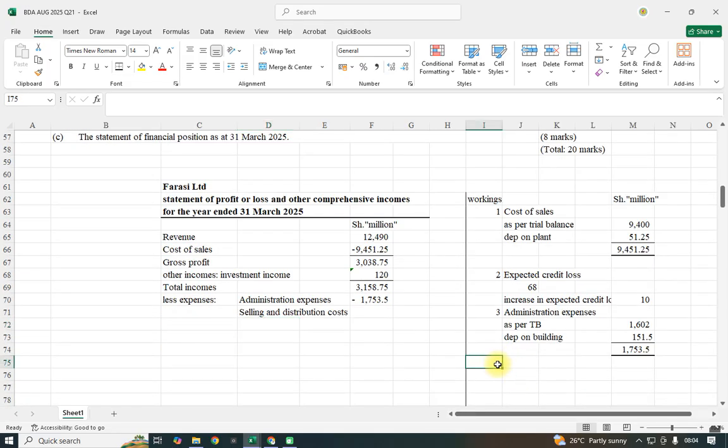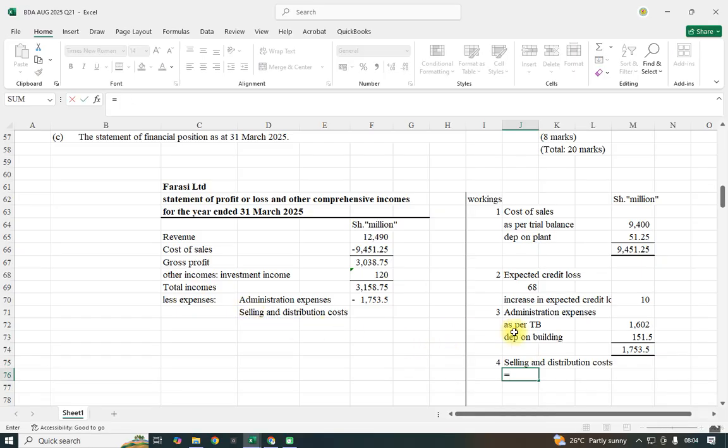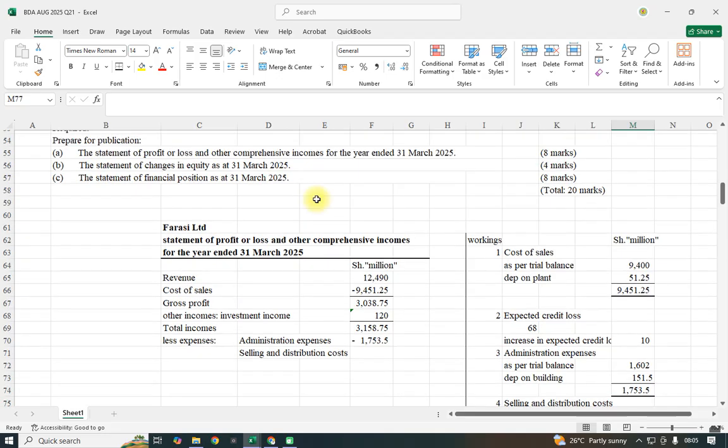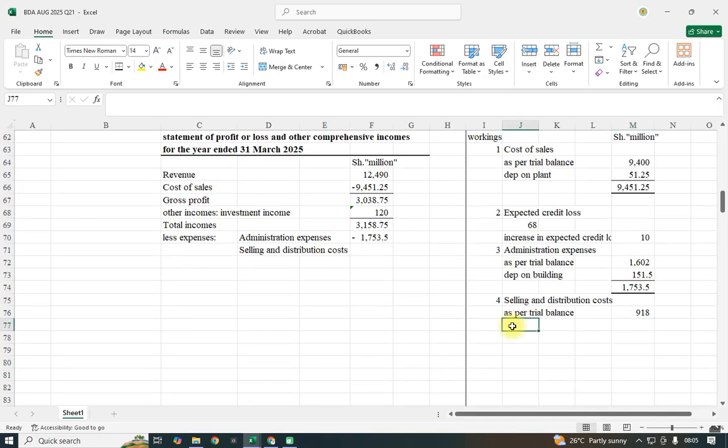So we do that as working number 4 for the selling and distribution. As per the trial balance, the value that we had for selling and distribution was 918, and we shall add the credit loss.